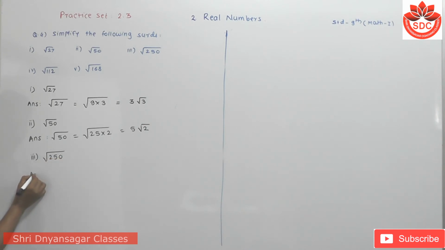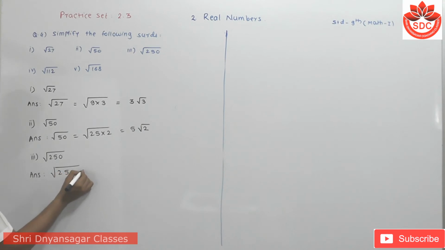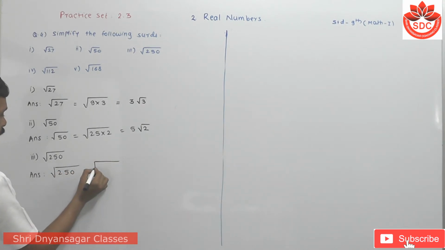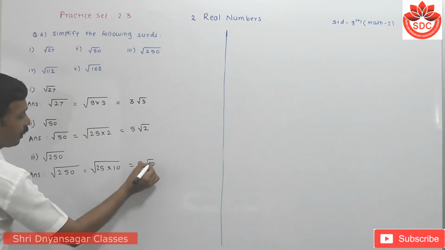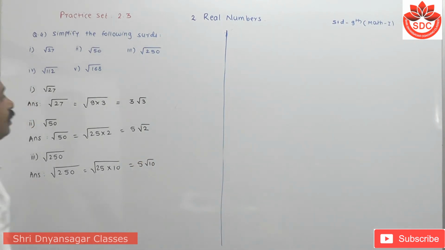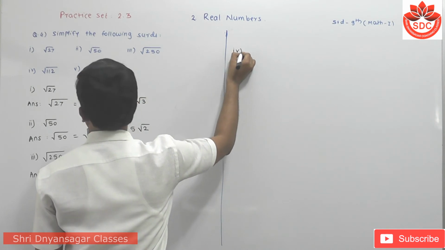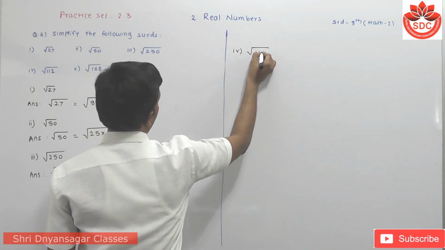This is also a simple one. We have to factorize this 250 in such a way that 25 into how much? 10. Means that 5 root of 10. This is the simplification of this one. Then the fourth one is root of 112.